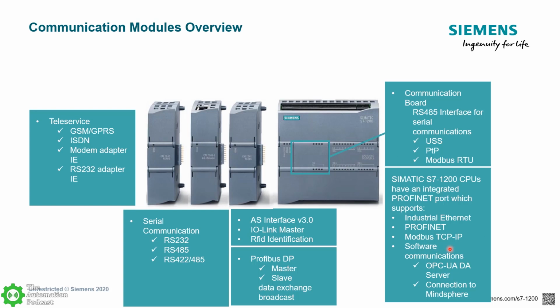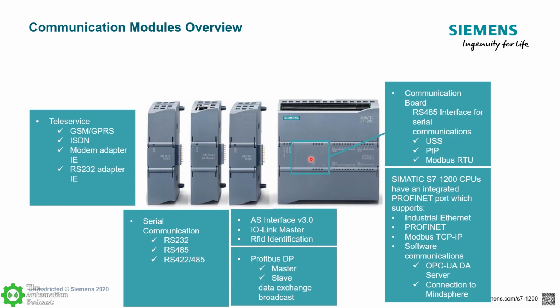For the communication cards on the left of the CPU, lots of options. You can have GSM, GPRS, those are cellular type cards. You can also have RS-232, industrial Ethernet. We have serial communication cards available. You can expand adding OSI, IO-Link, RFID. We also have Profibus master and slave cards.